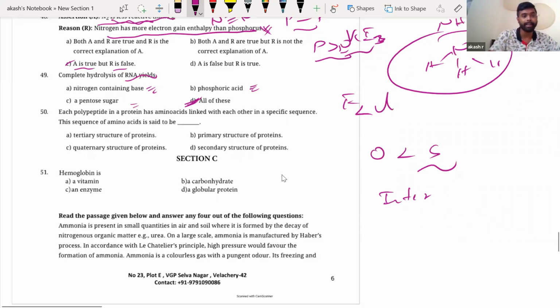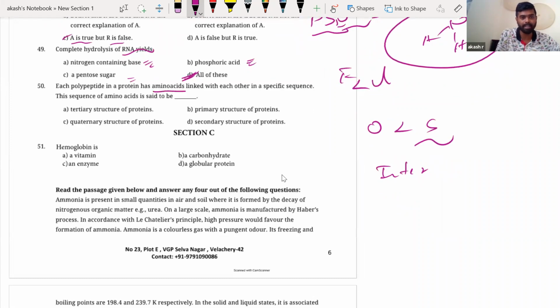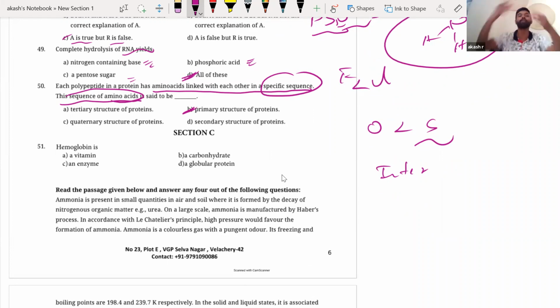Okay, next. Each polypeptide in the protein has amino acids linked with each other in a specific sequence. This sequence of amino acids is what is called primary structure, because in primary we just talk about the sequence of amino acids. In secondary, tertiary, and quaternary structure, we talk about how the primary structure folds to bring about this complicated structure. We saw the complicated structures in the class, right? So that is different. So the answer to this is primary.